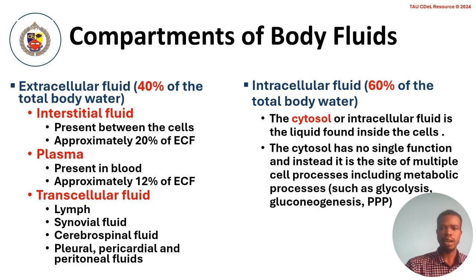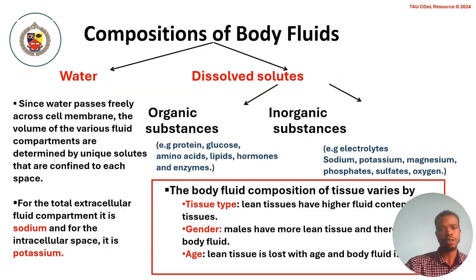Then we also have the intracellular fluid, which is taking about 60% of the total body water, which is found in the cytosol. And the cytosol is the part of the cell which consists of mostly fluid. So the intracellular fluid is taking about 60% of the total body fluid.